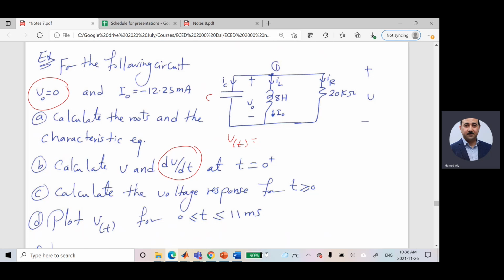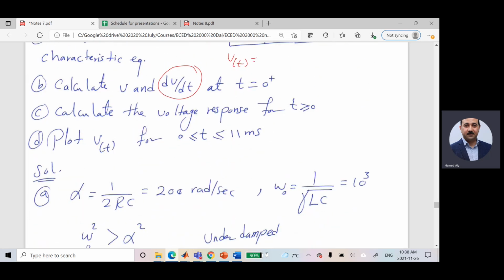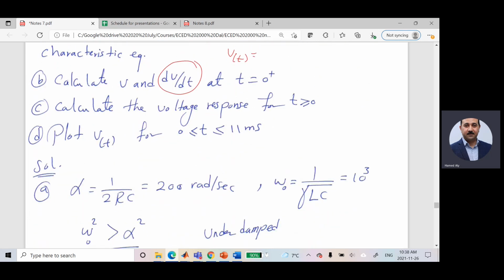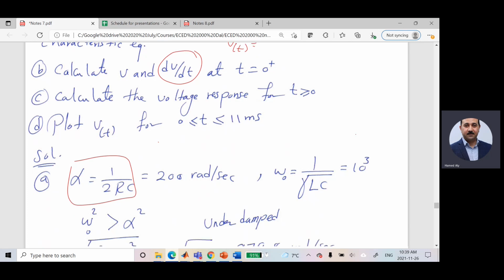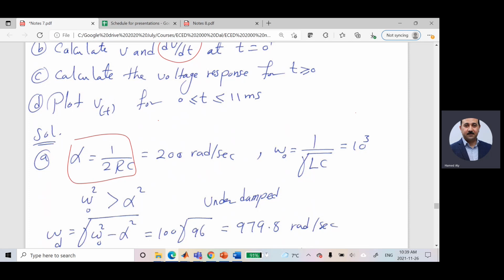So I try to calculate alpha. This is parallel RLC. So based on that, I can say alpha is equal to 1 over 2RC. If I substitute the values of R and C in this equation, I will find that alpha would be equal to 200. Then, if you calculate omega O, which is equal to 1 over square root LC, you will find that omega O will be equal to 10 to the power 3.